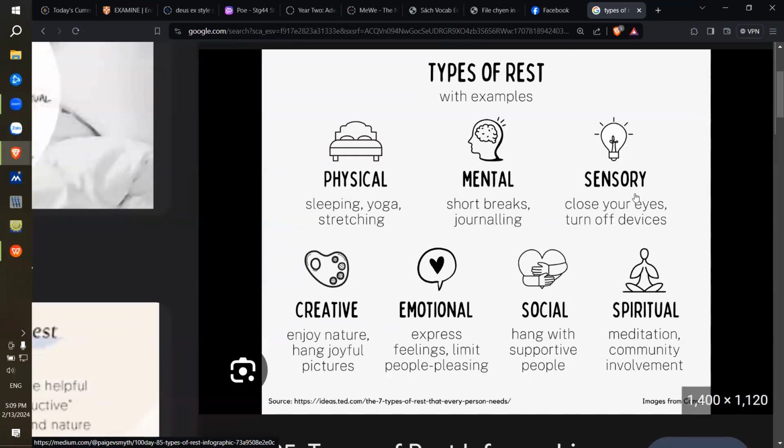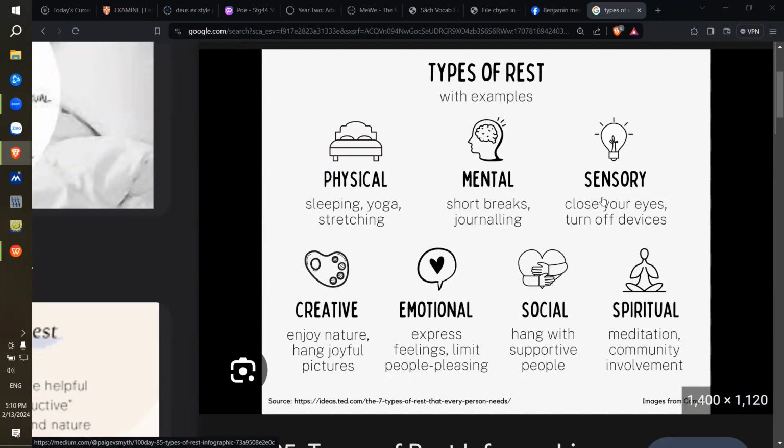Sensory rest means that you do not allow too much stimuli or stimulus, you know, the word stimuli, stimulus. Stimulus is singular, stimuli is plural. Ít số nhiều thôi. So you do not allow so much stimuli to get into you because your body now deserves a sensory rest.